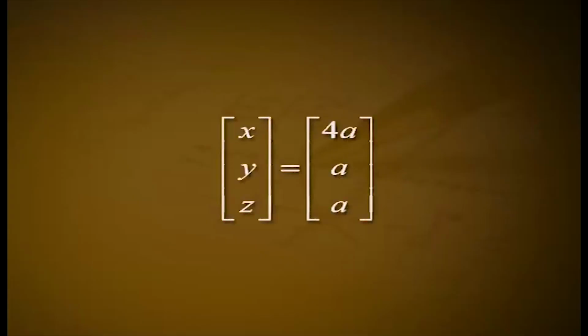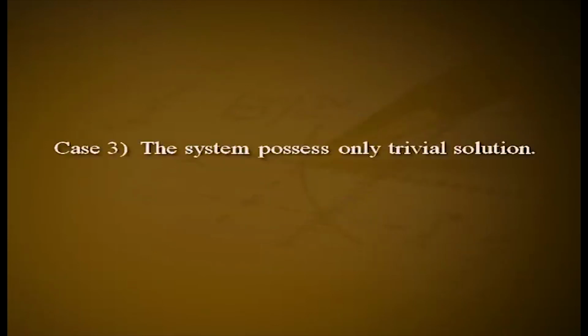We can assign arbitrary values to n minus r, which is equal to 3 minus 2, which is equal to 1 variable. Put z is equal to a, where a is an arbitrary real number. Then we have the solution. Matrix x, y, z is equal to matrix 4a, a, a. Case 3. The system possesses only the trivial solution, that is, if k is not equal to 2 and k is not equal to minus 2. Corollary 5.